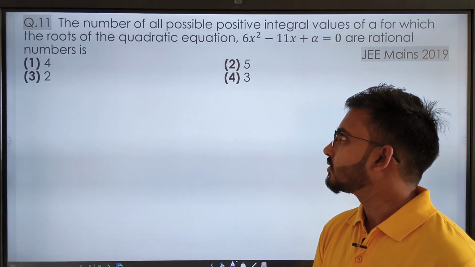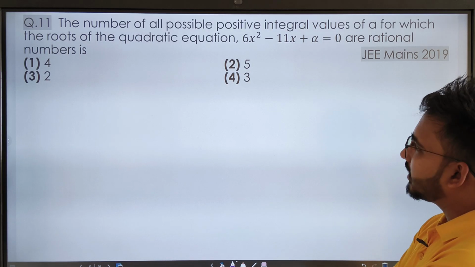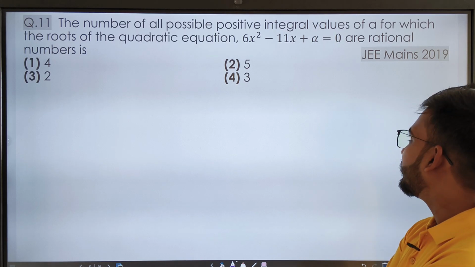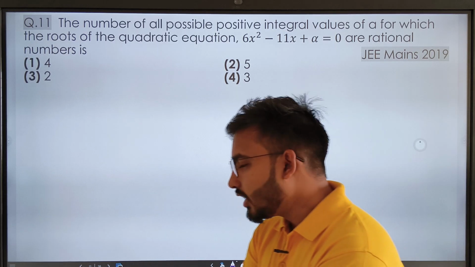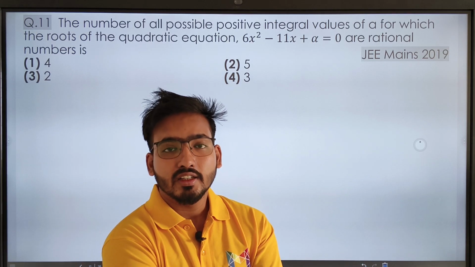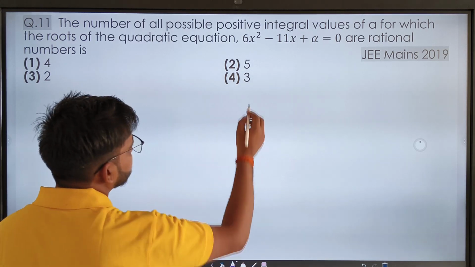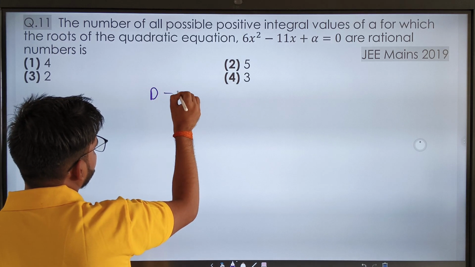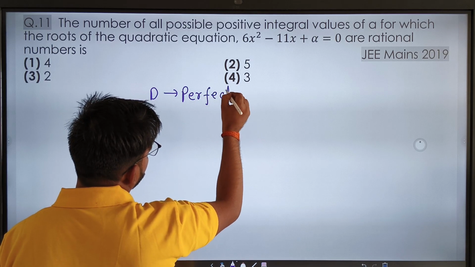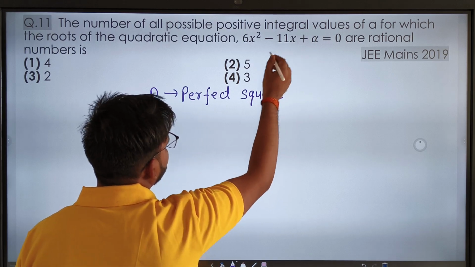Okay. Question number 11. The number of all possible positive integral values of a for which the roots of the quadratic equation are rational numbers. If the roots of this are rational numbers, one thing I am very sure, its discriminant is going to be a perfect square. So what is the discriminant of this? If its discriminant is a perfect square, first find out its discriminant.